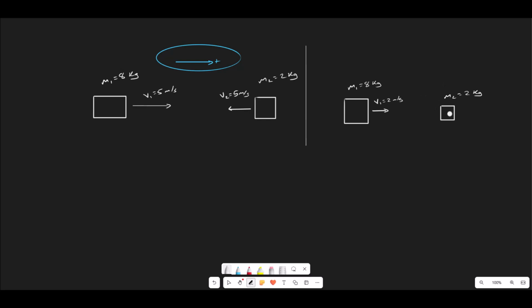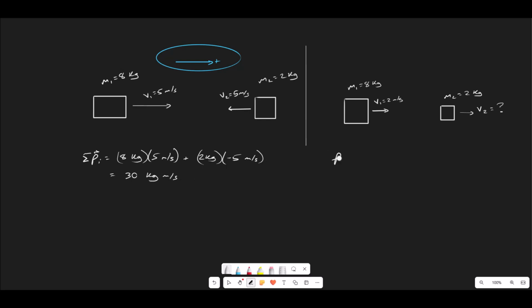If this thing's still going to the right, then this thing is going to the right. It can't really go through it. So we'll do our momentum calculation. Our initial momentum here: 8 kilograms, 5 meters per second, plus 2 kilograms, negative 5 meters per second, is still going to be 30 kilogram meters per second.